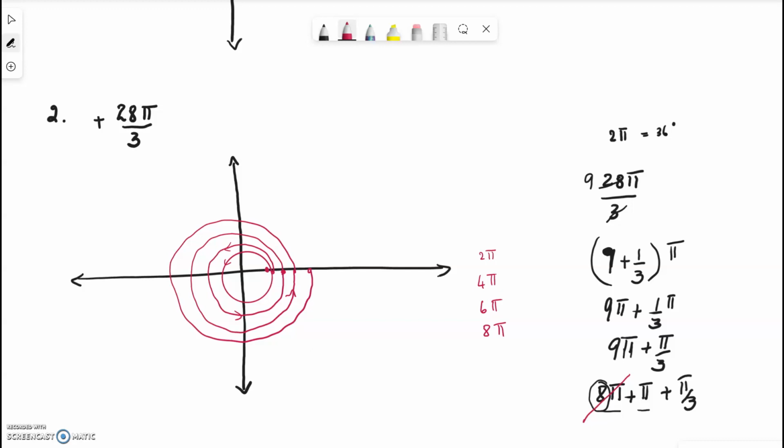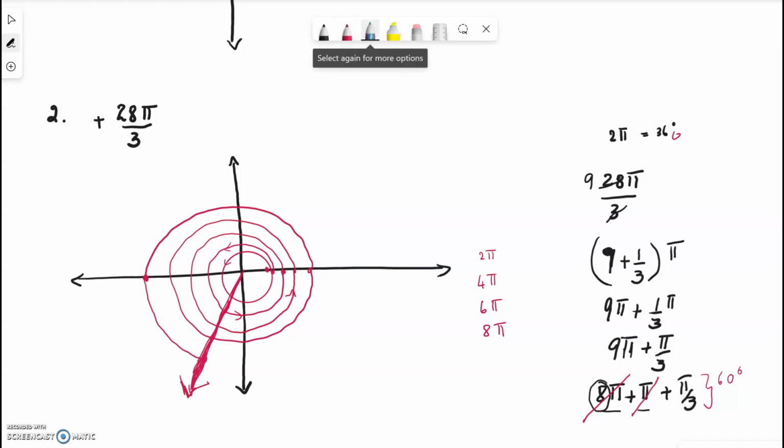Next, I need to go pi more. Pi is 180 degrees. It's half of 360. So I have to go a half circle. So that takes me to 8 pi plus pi. And now I have to go pi by 3 more. What is pi by 3? It's the same as 60 degrees more. So if I divide the next quadrant into 3 equal parts, I'd say 60 degrees more would end here. This is the terminal side of the angle 28 pi over 3.